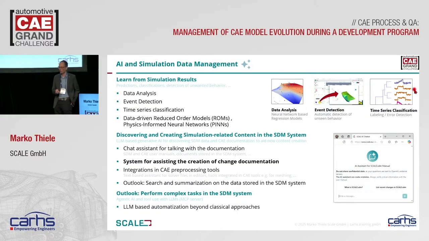We also have a paper on that one for automatically labeling curve data, for example, because in a simulation data management system, you need all this curve data, and it needs to be labeled correctly. And you can do all kinds of data-driven reduced order models or physics-informed neural networks. So in this talk, I'm not talking about this kind of AI.